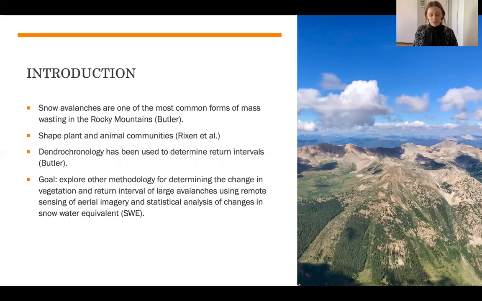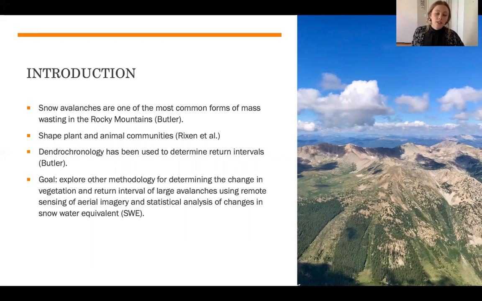In the past, dendrochronology has been used to determine the return interval of large avalanches by finding the ages of trees that are felled by the slide, since those trees essentially grew to be that old before an avalanche large enough to destroy them did destroy them. However, these methods of dendrochronology are very labor intensive and are sometimes limited by access to terrain.